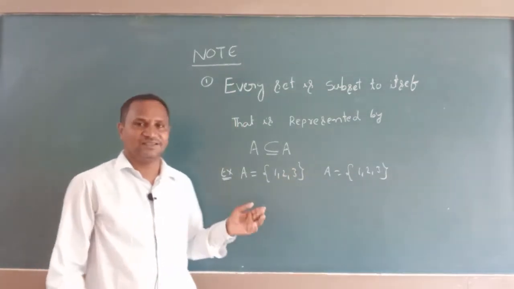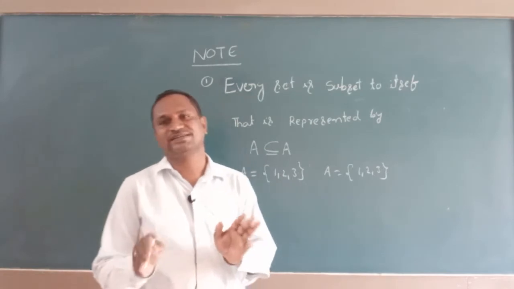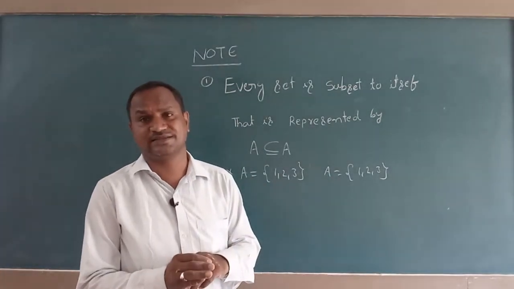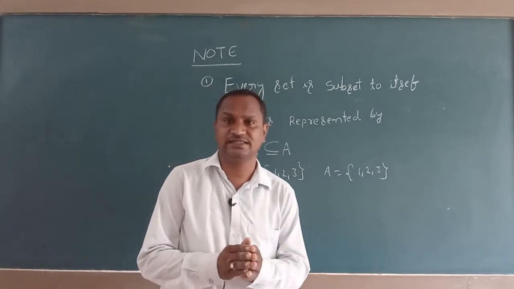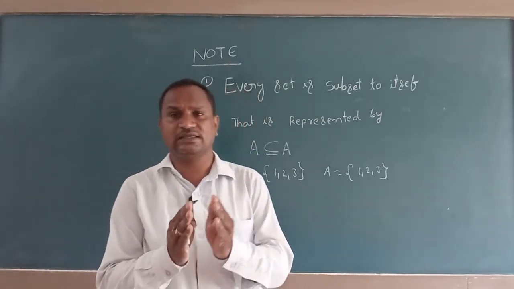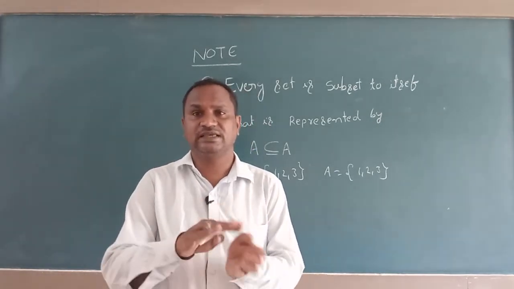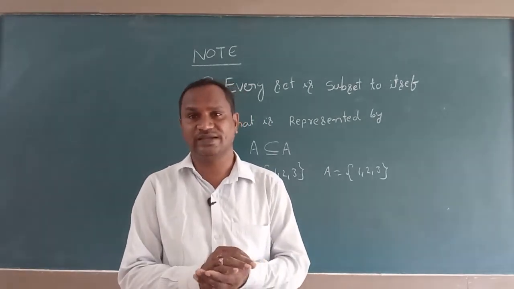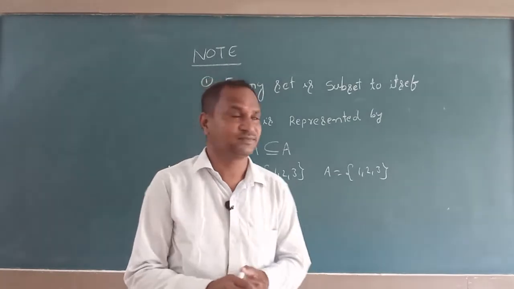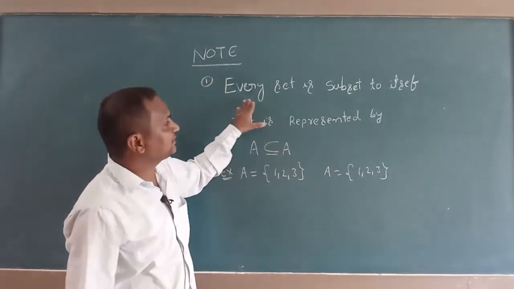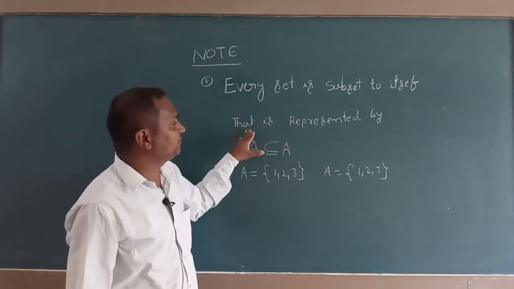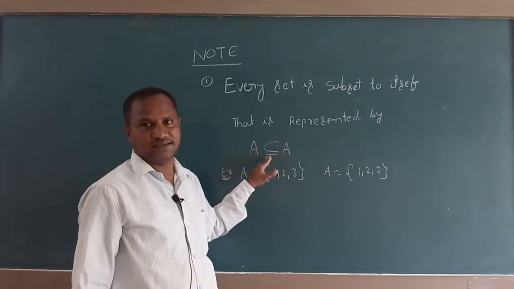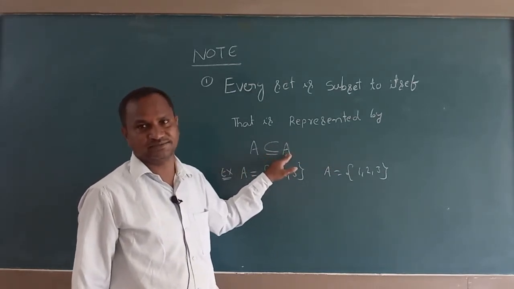That's why every set is a subset of itself. That is in the case of equal sets, definitely. For example, you can take A and B as equal sets: A is a subset of B and B is a subset of A. In that case, every set is a subset of itself. That is represented by A is a subset or equal to A, that is, A is contained in A only.